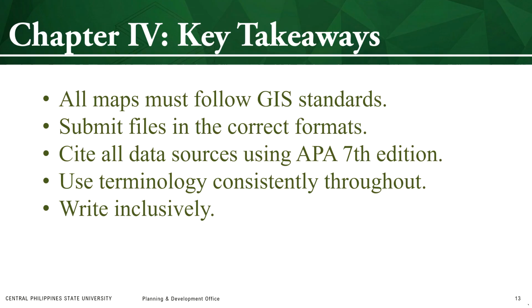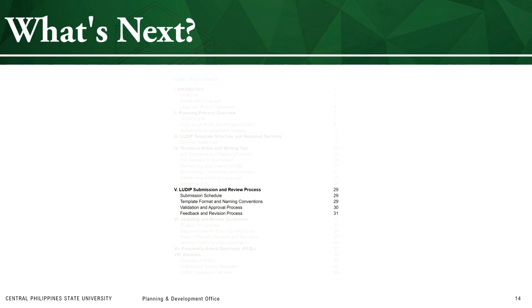Technical quality is not the final step in writing a LUDIP. It should be a standard applied from the very first draft. In our next lecture, we move into Chapter 5, LUDIP Submission and Review Process, covering submission schedules and deadlines, naming conventions, the multi-stage validation and approval process, and the feedback and revision cycle. In other words, what happens after you finish writing? Because submitting a LUDIP is not the end of the process. It is the beginning of a new one. See you in the next lecture.